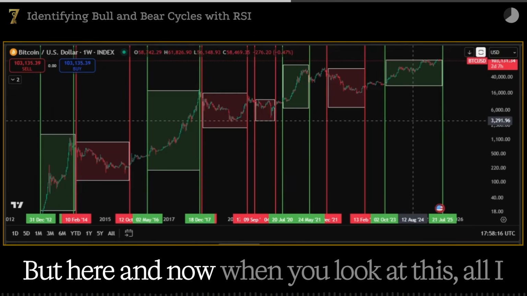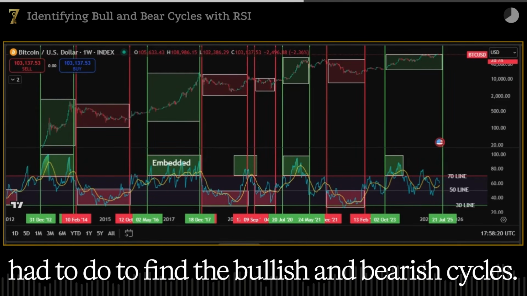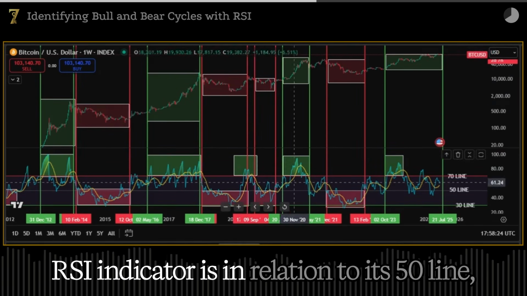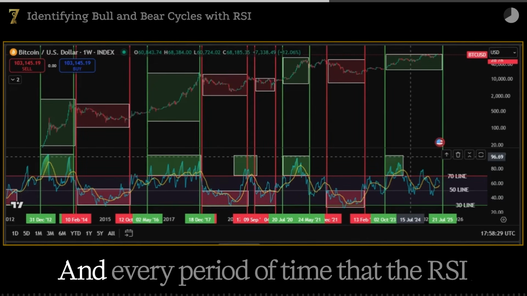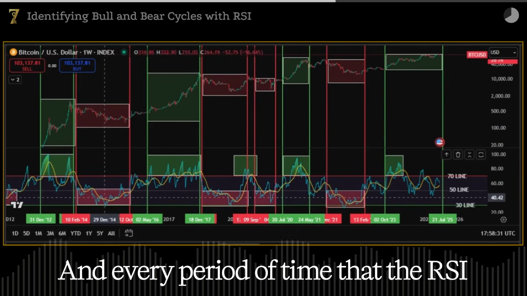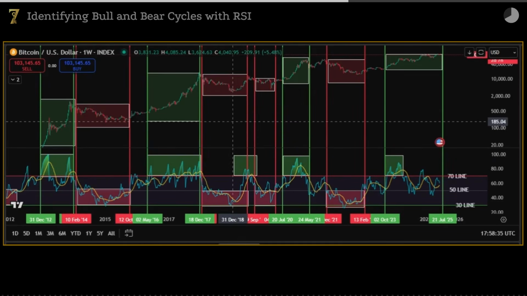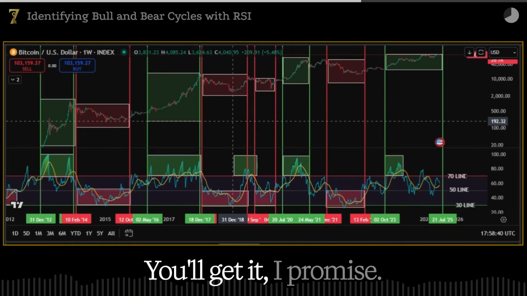But here and now, when you look at this, all I had to do to find the bullish and bearish cycles of Bitcoin was to identify where the RSI indicator is in relation to its 50 line, the midline, the 70 line, and the 30 line. Every period of time that the RSI crosses below 50, that was a bear market, period. A lot of people will say, I don't understand. You'll get it. I promise.